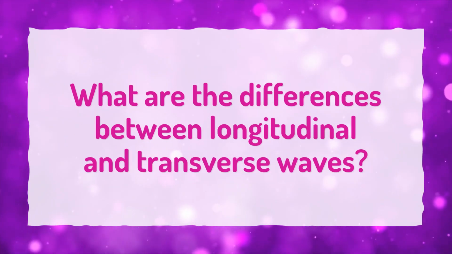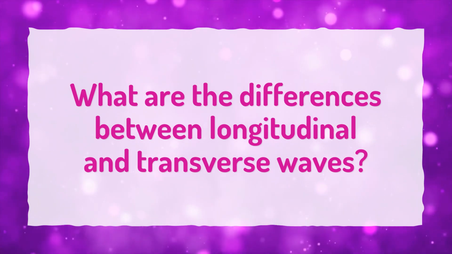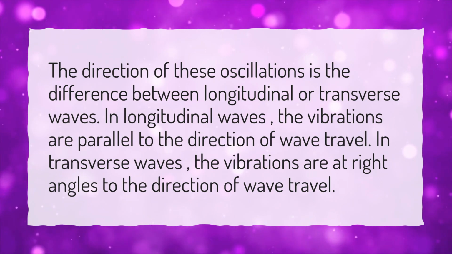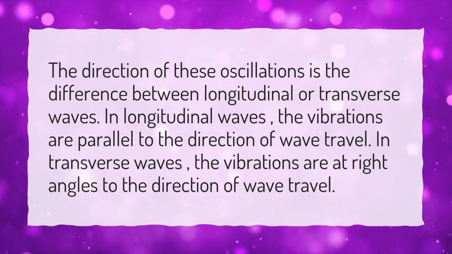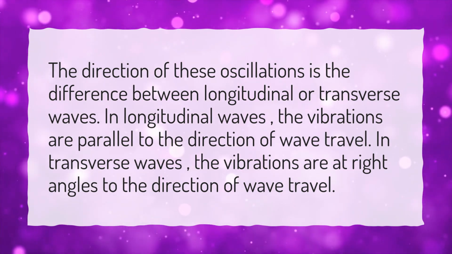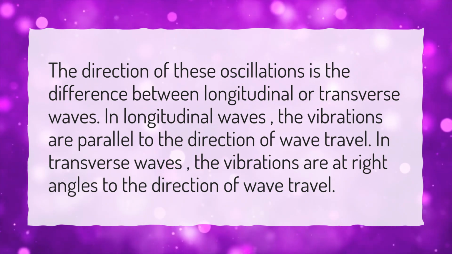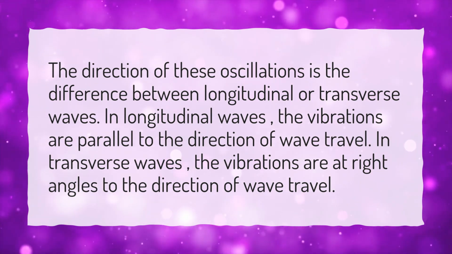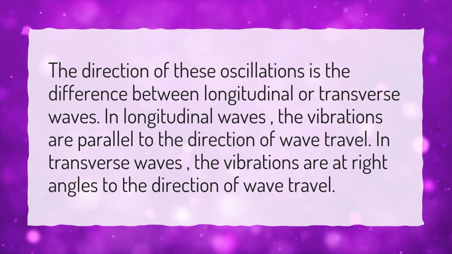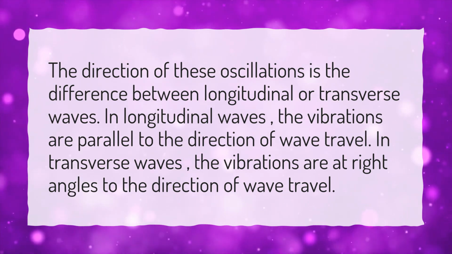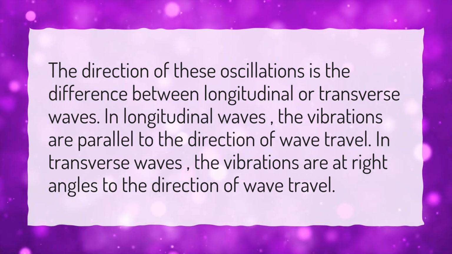What are the differences between longitudinal and transverse waves? The direction of these oscillations is the difference between longitudinal or transverse waves. In longitudinal waves, the vibrations are parallel to the direction of wave travel. In transverse waves, the vibrations are at right angles to the direction of wave travel.